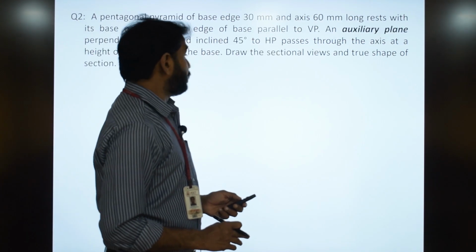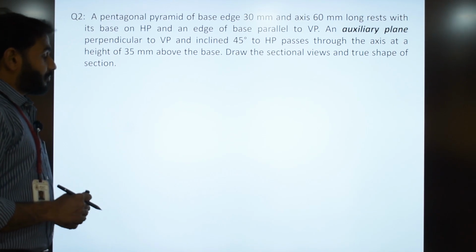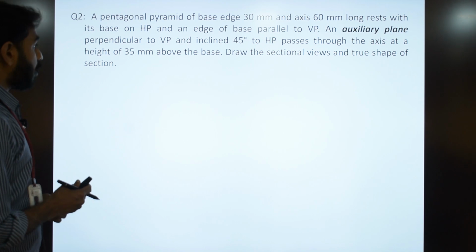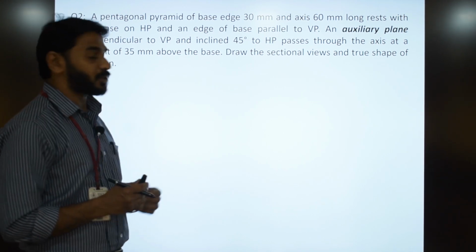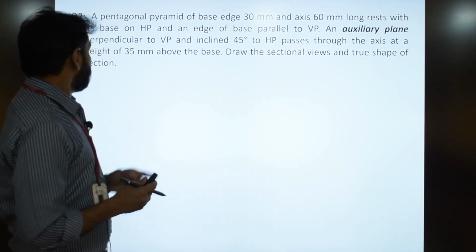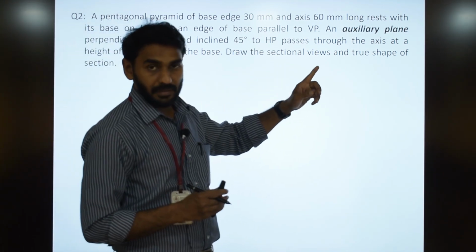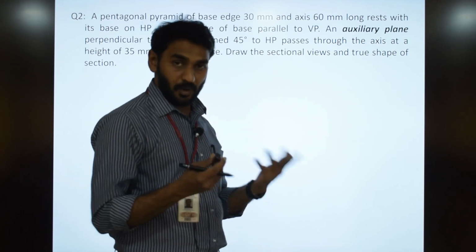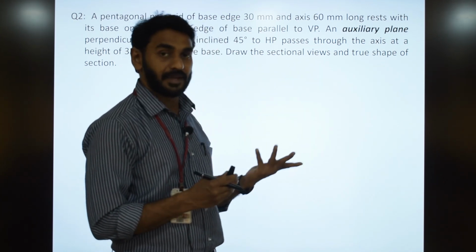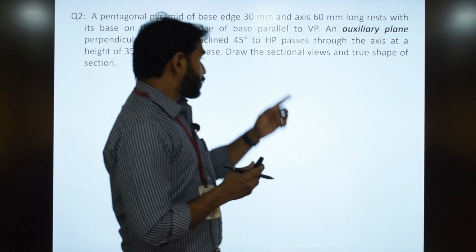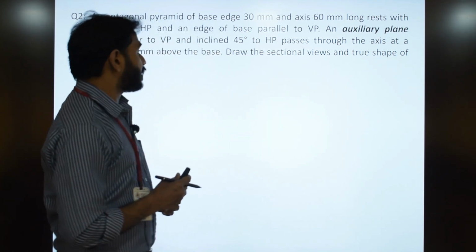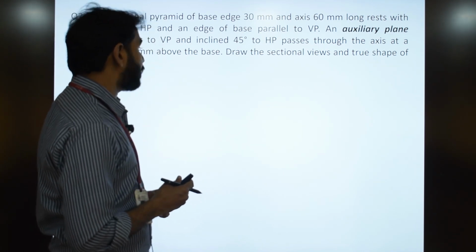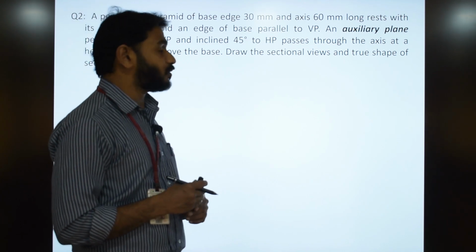Now we will see another problem. Here it is a pentagonal pyramid of base edge 30 mm and height 60 mm. It is resting on HP on its base with a base edge parallel to VP. An auxiliary plane, here see the term auxiliary plane. You may not always get the same term cutting plane or section plane in the questions. You may also see this term auxiliary plane, auxiliary inclined plane, or simply auxiliary plane. So here an auxiliary plane perpendicular to VP and inclined 45 degrees to HP passes through the axis at a height of 35 mm above the base, and draw the sectional views.